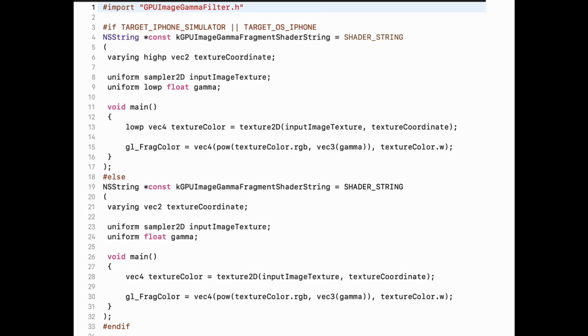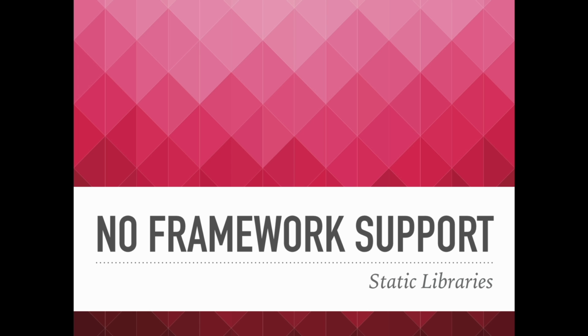You couldn't get any syntax highlighting. You didn't get any warning that any of your shaders were broken until you ran your code and it crashed. And then you'd have to try to figure out how to get everything to work. All the tooling that existed then was really primitive, especially for GPU programming. So trying to figure out what was wrong with the shaders was really difficult in the original GPUImage. And again, there was no framework support. All the stuff had to be static libraries. You can't include it in a bundle. You had to use all of these C macros, and this was just a limitation that was difficult to deal with.